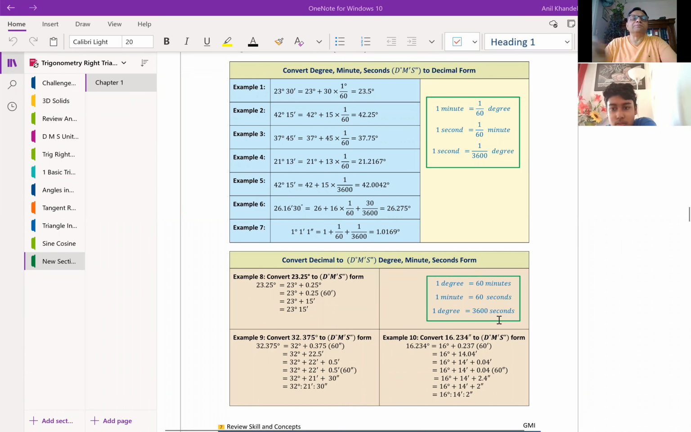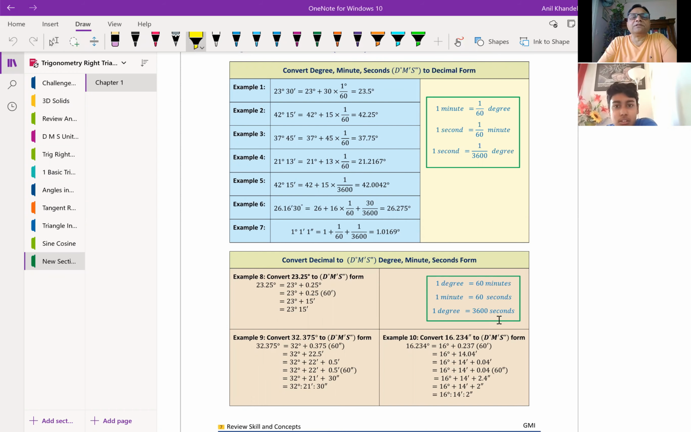So can you see my screen? Yes, sir. Okay, so can you please read the title? Convert degrees, minutes, seconds to decimal form of degrees. Right. So in this particular case, in the examples which I'm taking with you, we are given the angle in degrees and minutes. You have to convert it to decimals, right?